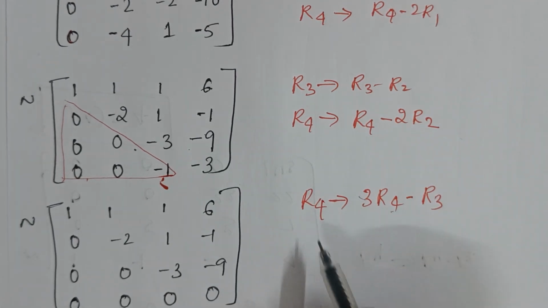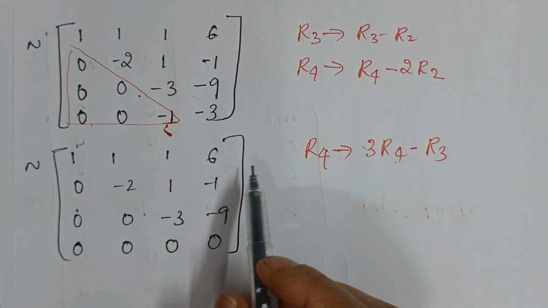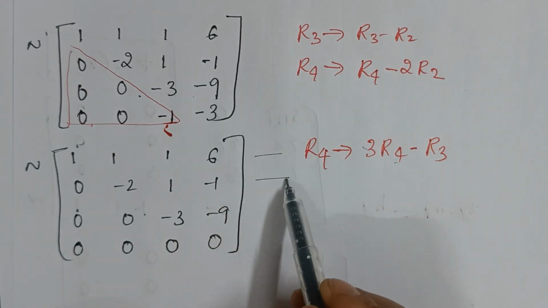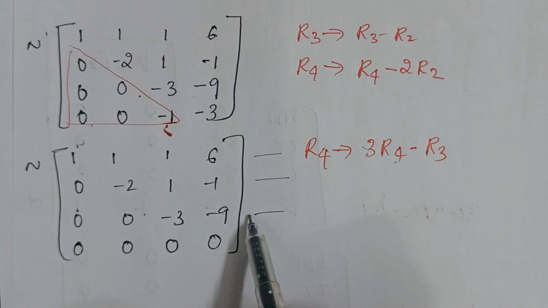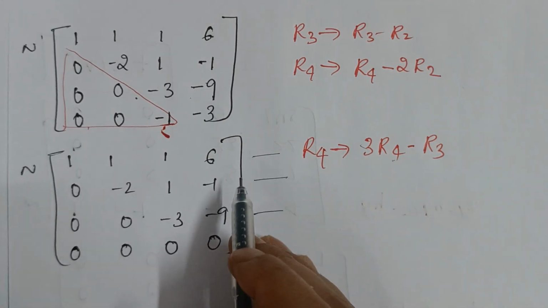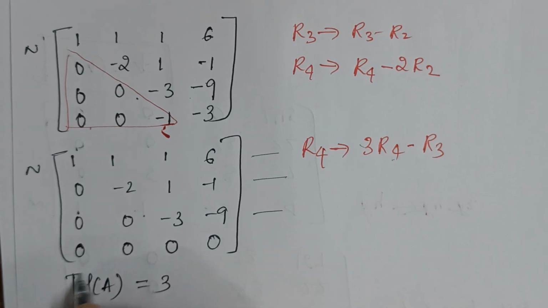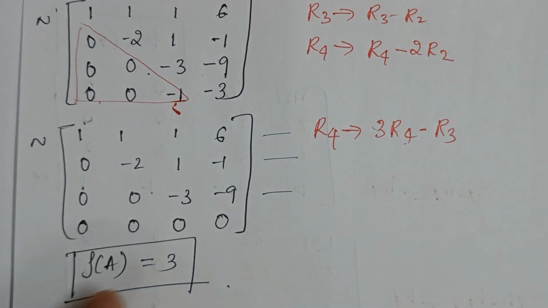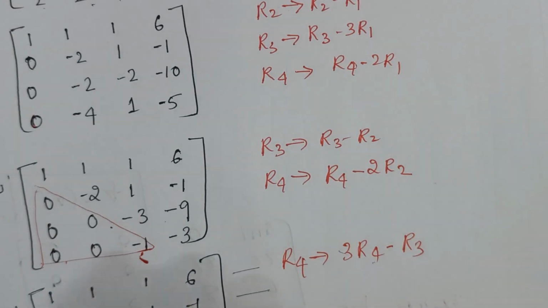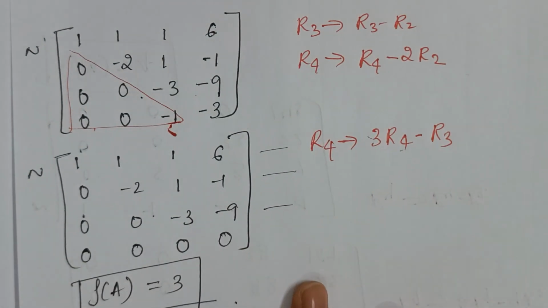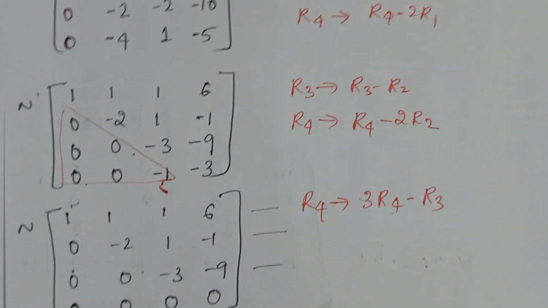This is a zero row. So here what I can say is I have 3 non-zero rows. Therefore, the rank of the matrix A is 3. Now we have found the rank of the matrix. It was so simple, right? So this is how you can find the rank of a matrix.